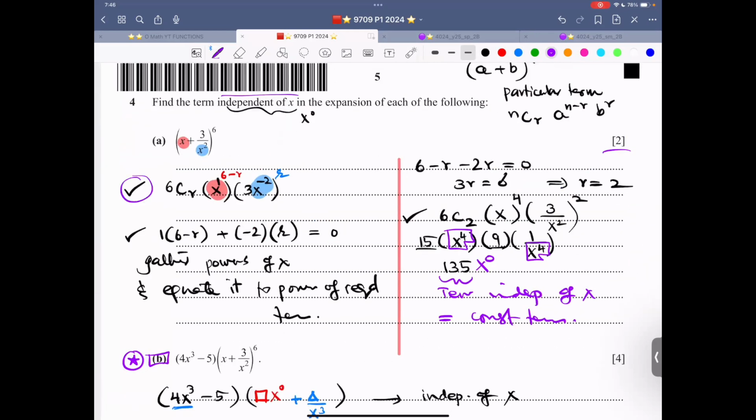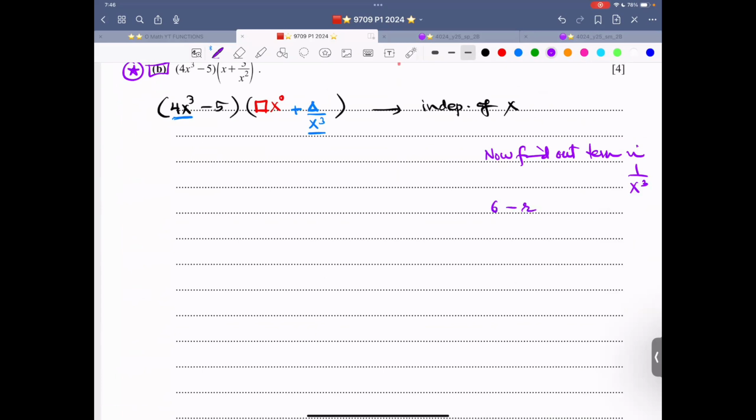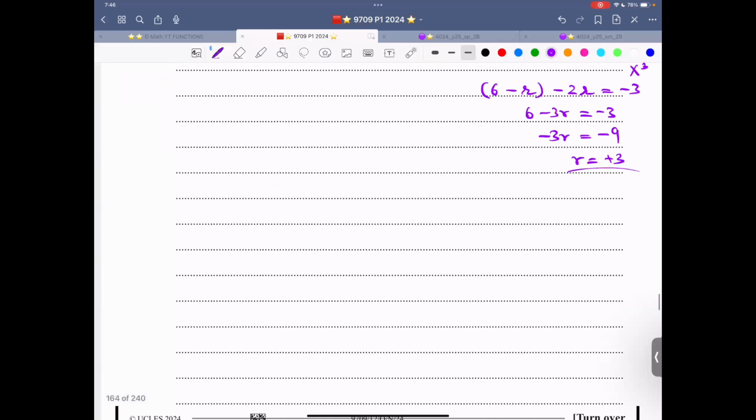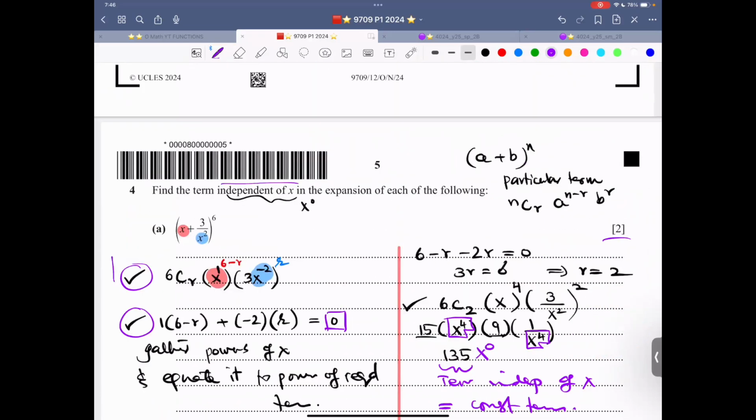So now this first step is the same, second step is the same, and instead of 0, I should equate it to negative 3. So 6 minus r minus 2r equals to negative 3. 6 minus 3r is negative 3, minus 3r is negative 3, negative 6, negative 9. Therefore, r comes out to be positive 3. R will always come out to be positive. Or it can also come out to be 0. R is equal to 0 means first term, R is equal to 1 means second term, R is equal to 2 means third term, and so on. So R is equal to 3. Now plug R is equal to 3 where? In this equation over here.